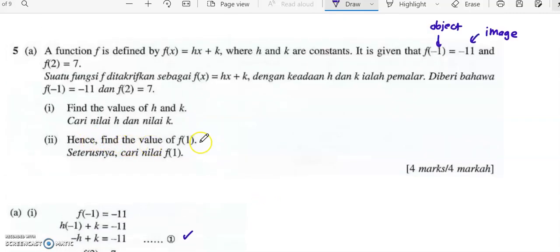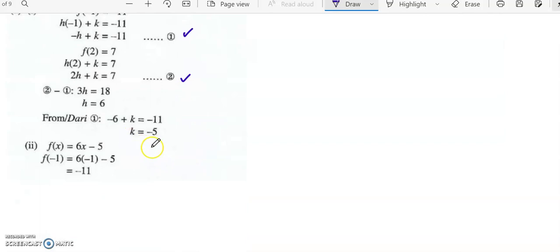Hence find the value of f(1). So you put the values of k and h back into the original function. So 6x minus 5, and then you substitute with x equal to -1. Then you get the answer is -11. Okay, so that is question number 5.